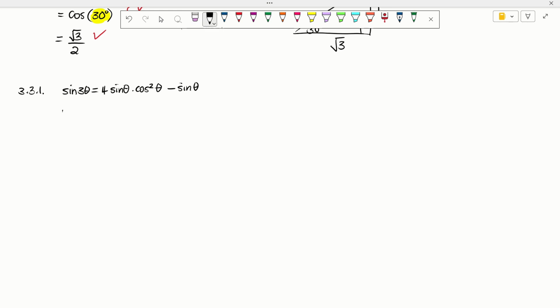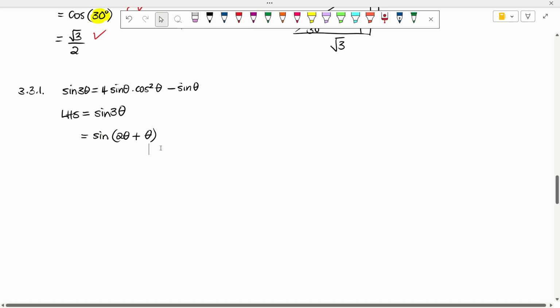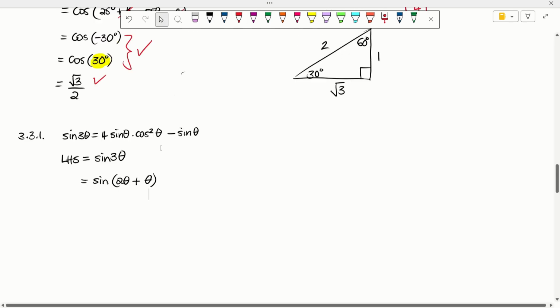So I'm going to choose the left hand side to work with, and the left hand side is equal to sine 3 theta, and I can change 3 theta to become sine of 2 theta, which is the double angle, plus theta. That is already the same as 3 theta, isn't it? So 2 theta plus theta is the same as 3 theta. And then look at what we just did. This is a compound angle identity.